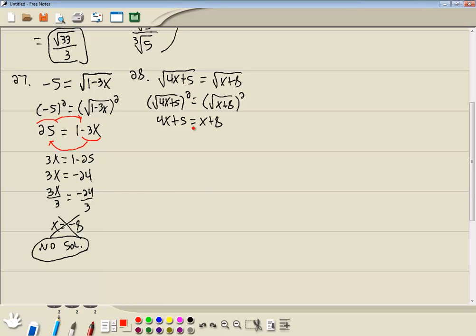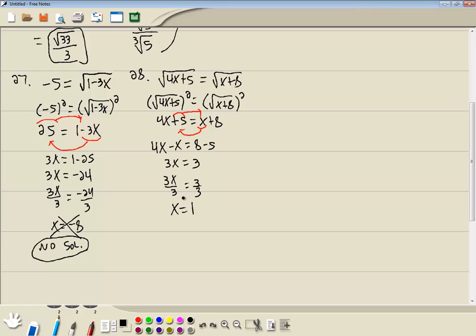Now we're solving for x. So I'll take this x, move it to the left side, take this 5 and move it over. You take anything across your equals, your sign changes. So we've got 4x minus x is equal to 8 minus 5. 4x minus x is 3x, 8 minus 5 is 3. Last step, divide both sides by the number in front of your x, which is a 3.